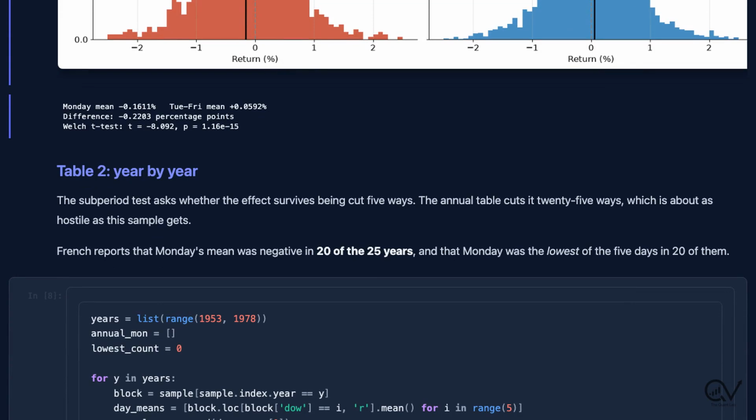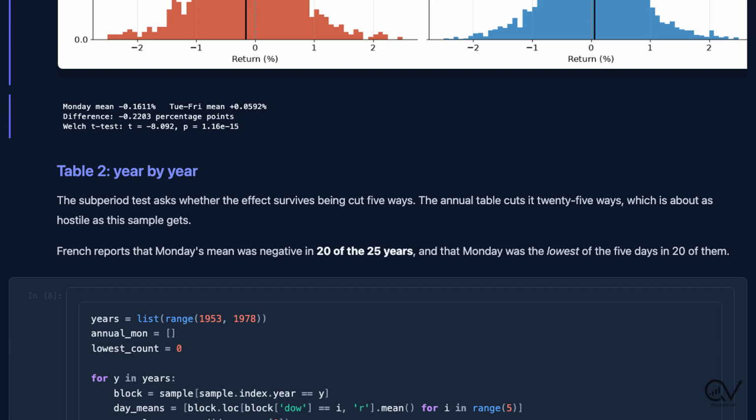The subperiod test cut the sample 5 ways. The annual table cuts it 25 ways, which is about as hostile as this data gets. A single year holds only around 50 Mondays, so any one year is noisy. French reports that Monday's mean was negative in 20 of the 25 years, and that Monday was the lowest of the 5 days in 20 of them as well.